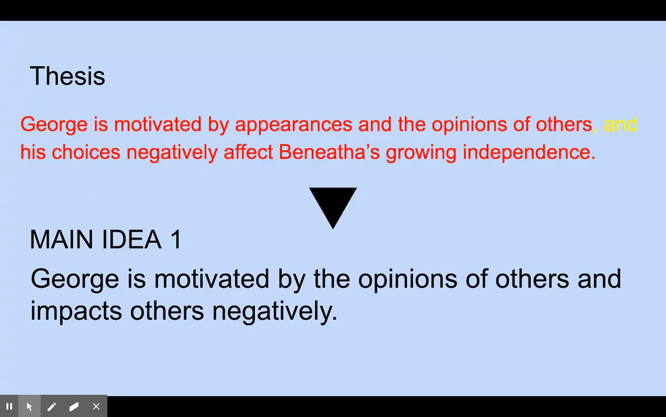So, for example, if my thesis was George is motivated by appearances and the opinions of others, and his choices negatively affect Beneatha's growing independence, then my main idea is going to be somewhat similar, but I need to kind of change up the words a little bit. So I've said George is motivated by the opinions of others and impacts others negatively. Okay, so I'm saying the same thing. I just switched up some of the words. So that's your main idea.